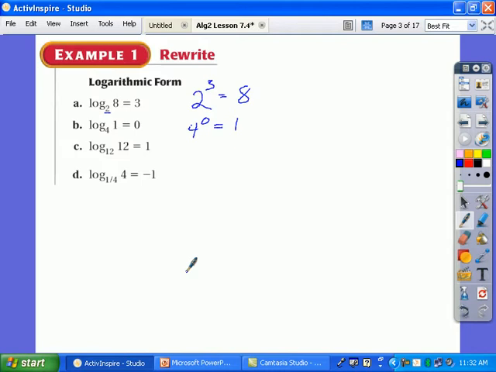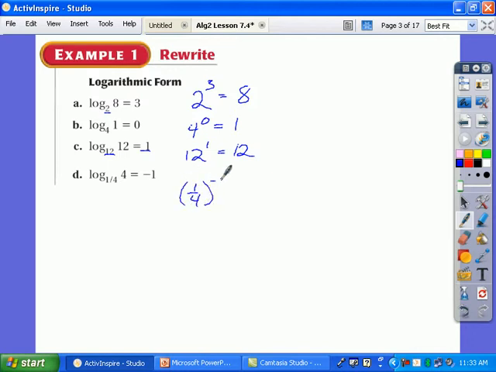Okay. The next one, this is the base, log base 12 of 12 equals 1. So 12 to the first power equals 12. And lastly, I have log base 1/4 of 4 equals negative 1. So this is 1/4 to the negative first power equals 4.